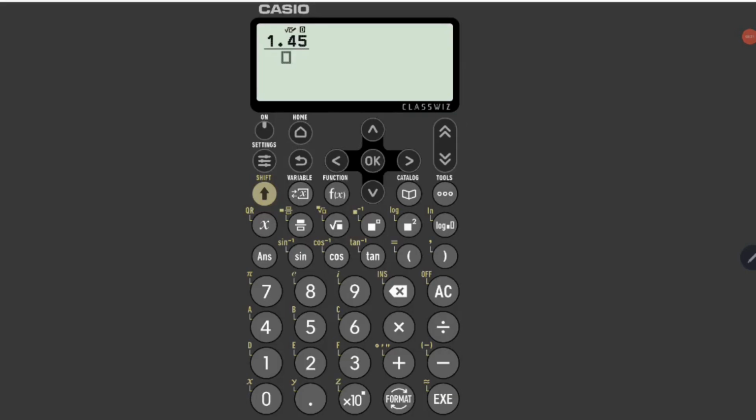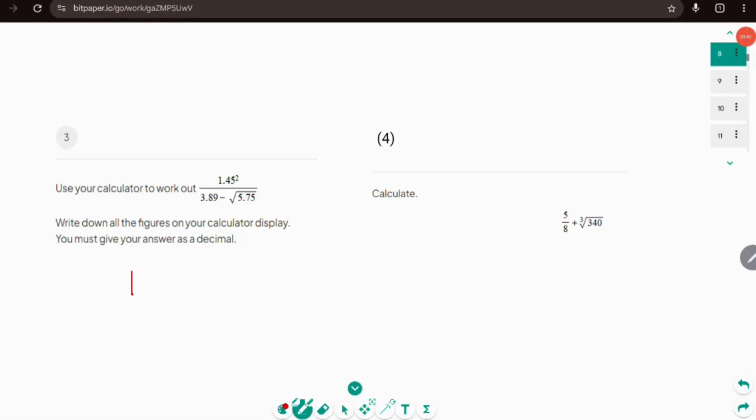Okay, I've started typing this first one in. Squared button, so you've got a little rectangle with a 2. That is the squared button, or power 2. And then scroll down to the denominator, 3.89 minus square root 5.75. Answer: 1.40910278.